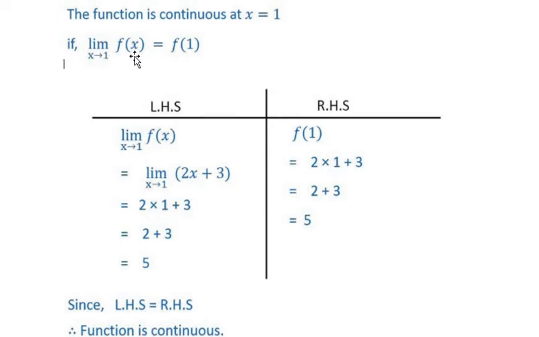So when we put x = 1, the left hand side of this statement becomes 5. Similarly, the right hand side also becomes 5. So we can say that the function is continuous.